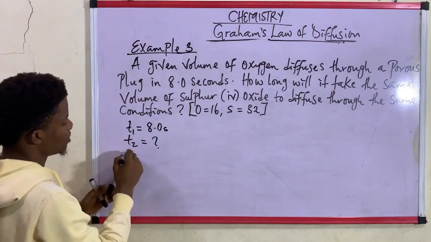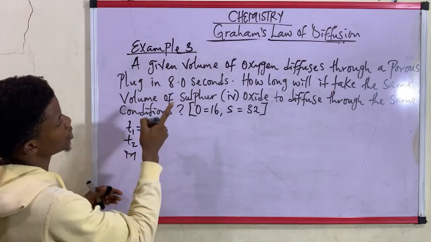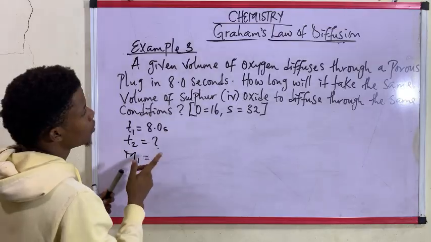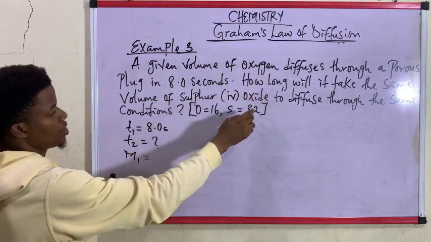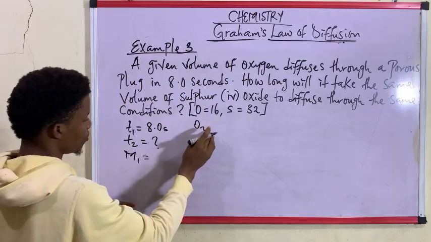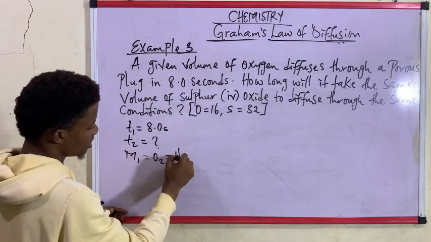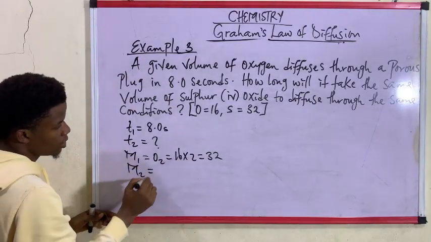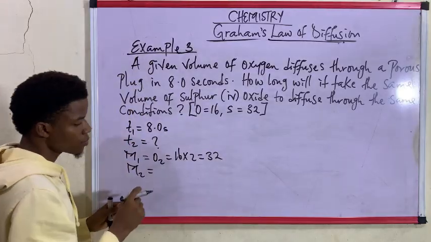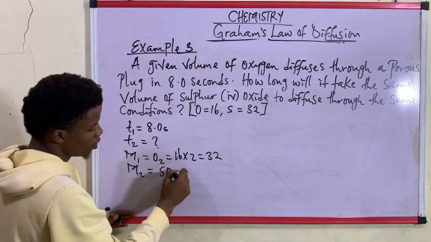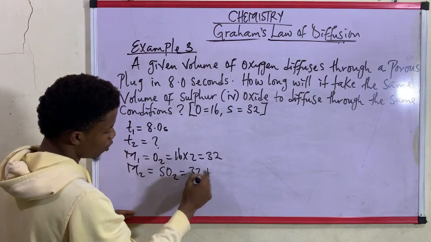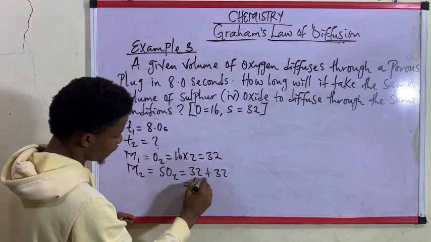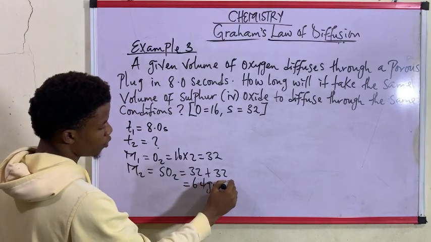Then the molar masses. What's our M1? What's the first one mentioned? Oxygen. What is the molar mass of oxygen? Oxygen is diatomic, O2. So it will be 32. It's O2, that is 16 times 2, which will give us 32. Then sulfur oxide is our second one, right? Pay attention. Sulfur oxide is SO2. So that is sulfur 32 plus O2, 32. So this plus this will give us 64 gram per mole.